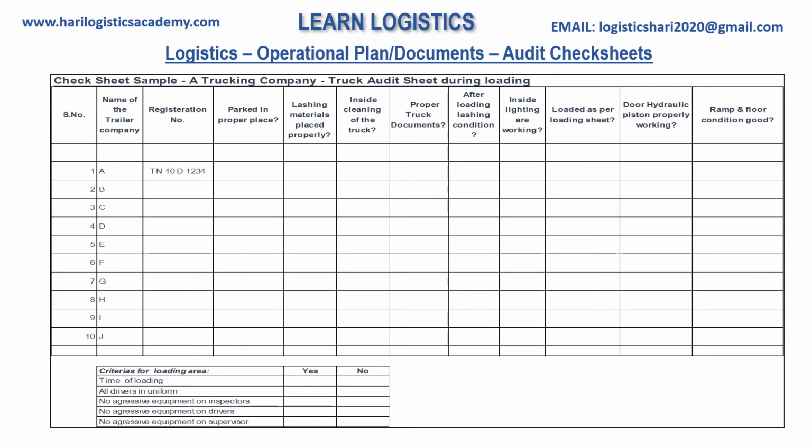So the first is the company name, second is the registration of the truck numbers, and whether it is parked in a proper place, and lashing materials are placed properly, and the inside cleaning of the truck, how it is, and whether the truck is carrying all the proper documents, and after loading how the lashing condition or the consignment secured condition is, and inside lighting and other items working condition of the truck, and whether the loading has been done as per the loading check sheet or the prescribed SOP.